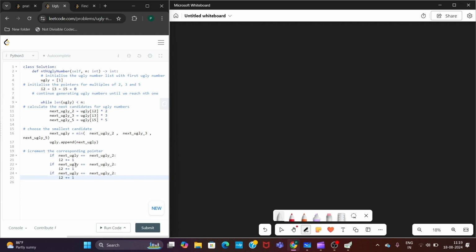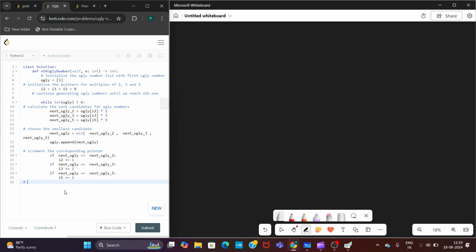If my next ugly is equal to next ugly of 3, I will increment my I3 with 1 over here. And similarly, if my next ugly is equal to next ugly of 5, I will increment my I5 with 1. My I5 will be incremented by 1. So at last we will return the nth ugly number.